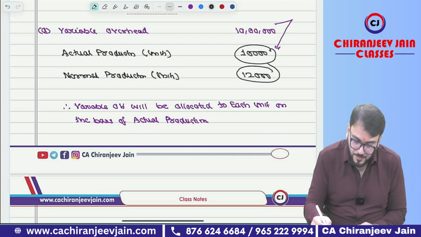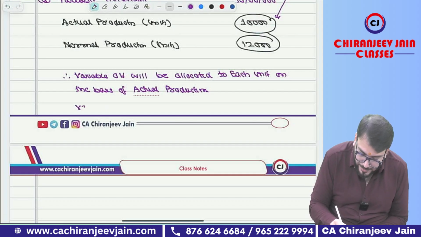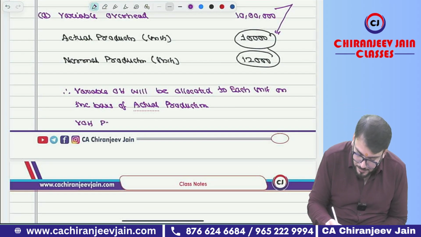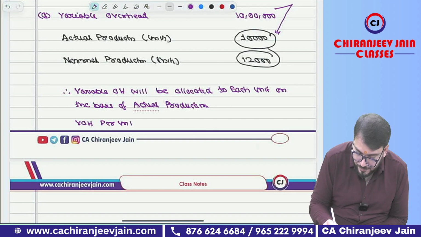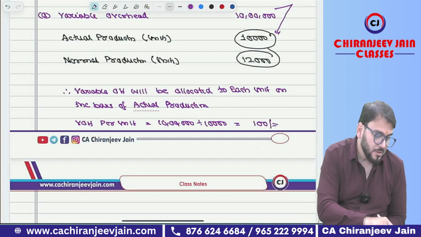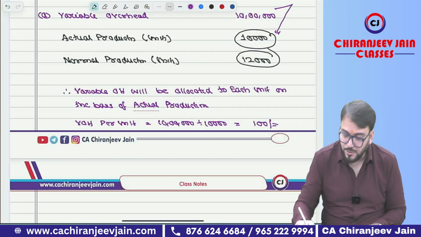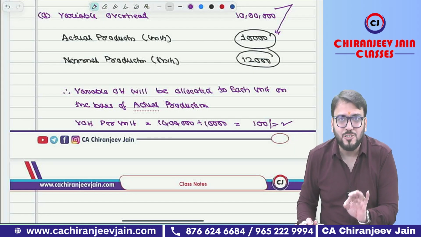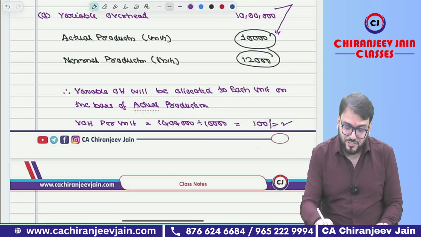So what will we do? Variable overhead per unit is 10 lakh divided by 10,000, which is equal to 100 rupees per unit. Got this point? 100 rupees per unit. I think there is no doubt. So variable overhead, very simple, will be allocated to each unit on the basis of actual production. I think no explanation is required, you have understood.